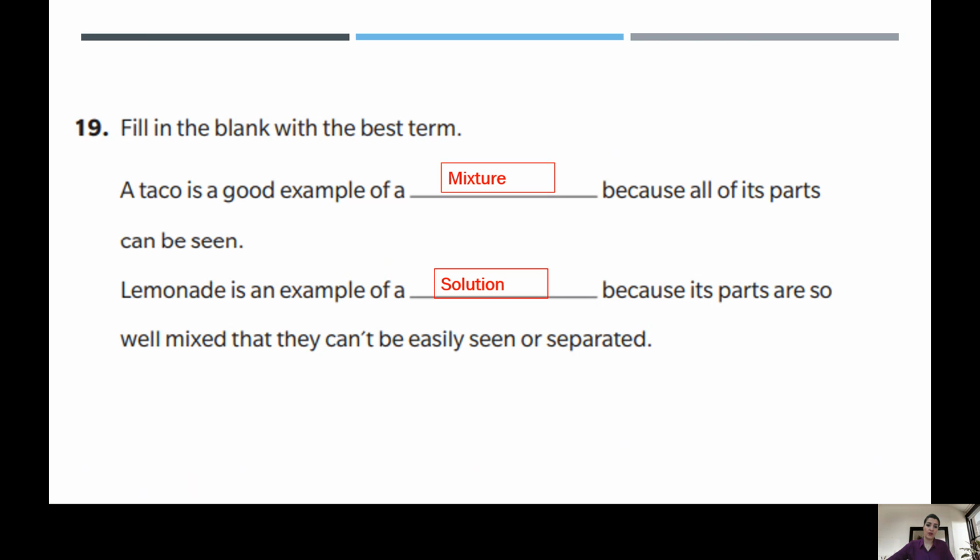For example, a taco is an example of a mixture because all its particles can be seen. Lemonade is an example of a solution because all its parts are well mixed together, as I gave you the example of the tea. When you dissolve the sugar inside your tea, it can't be easily seen and can't be easily separated, but we need to boil it, for example, to separate them, like we did with the salty water.